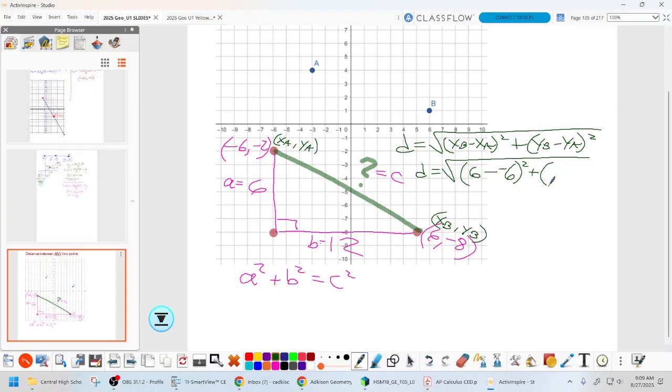Okay, what is yb? -8. It's the y coordinate of the second point, -8. YA. -2. Okay, be careful with your negatives. There's a lot in there. Okay. Now we just work it like an order of operations problem. We are done with the geometry. Almost, we were done when we wrote the formula. Now, don't drop your square root. Don't drop your parentheses. I'll write that actually up here.